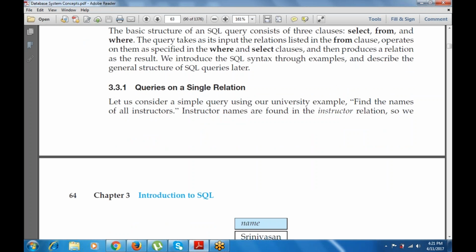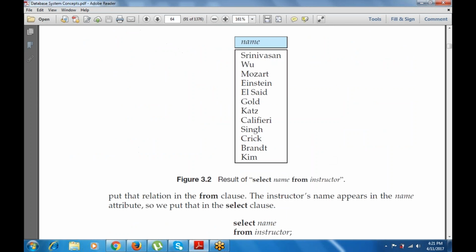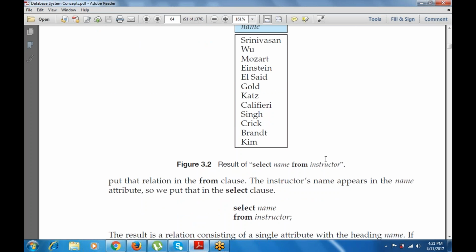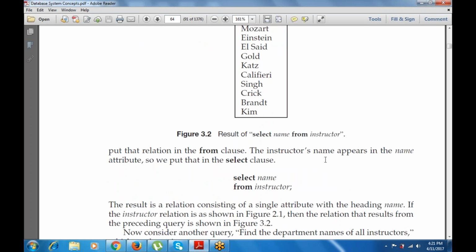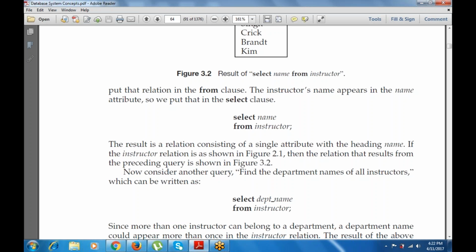Take a query using the university schema: find the names of all the instructors. The instructors' names are found in the instructor relation, so we put the relation in the from clause. The instructor name appears in the name attribute, so we put it in the select clause. So select name from instructor, that means select the attribute name from the table instructor. The result is a relation consisting of a single attribute with the heading name.